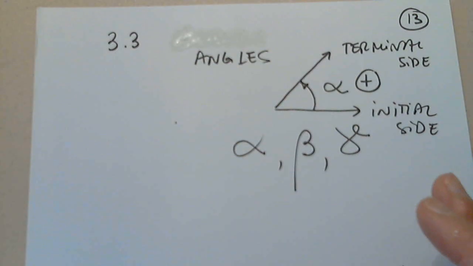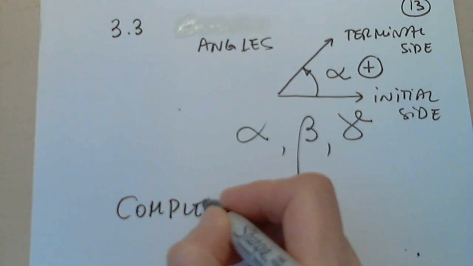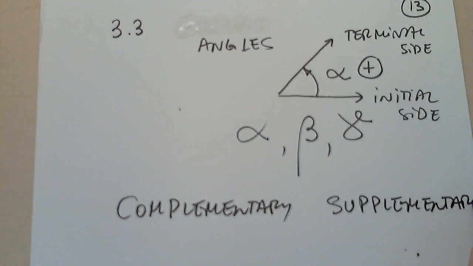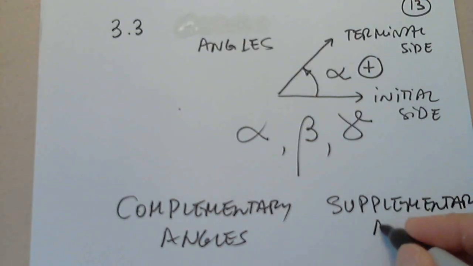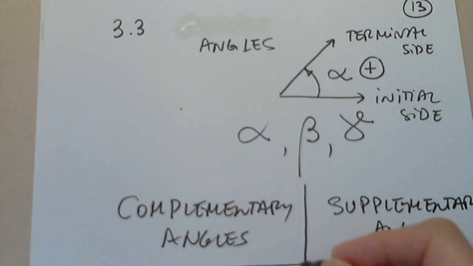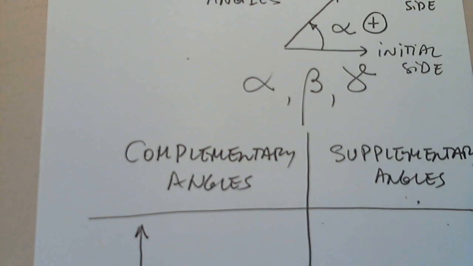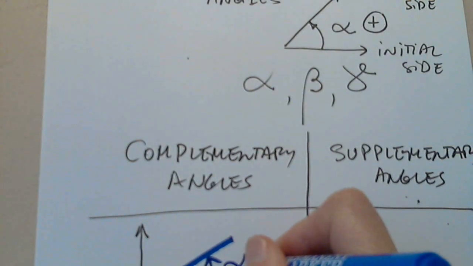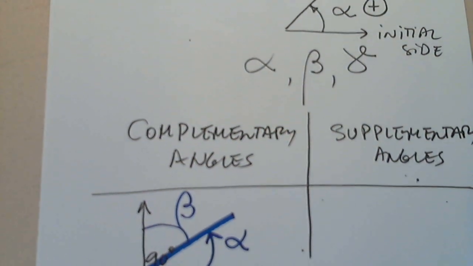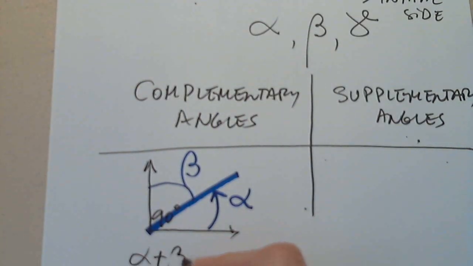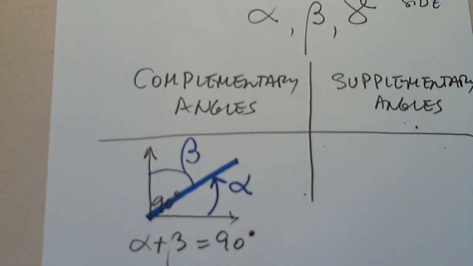But what we're interested in right now is to identify complementary and supplementary angles. What are they? This is a 90-degree angle, and this is the initial side, and this is the terminal side. And let's say this is angle alpha, and this is angle beta. These angles are called complementary because their sum is 90 degrees. Alpha plus beta is 90 degrees.